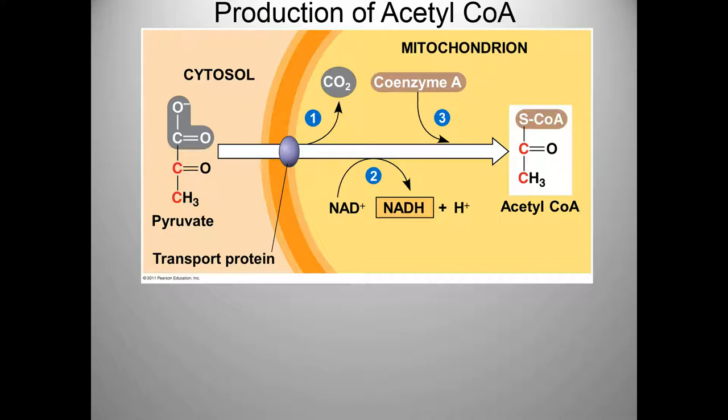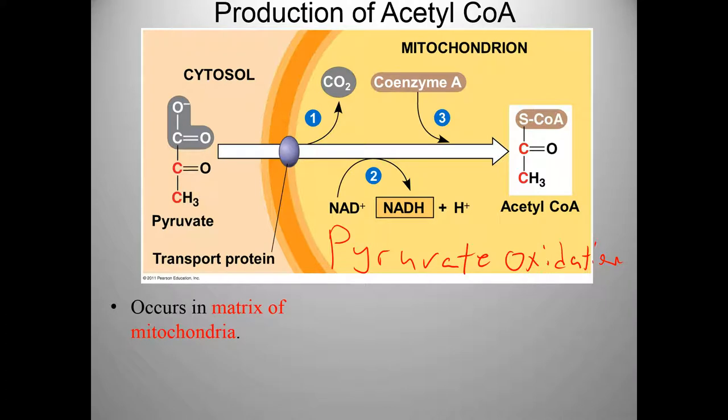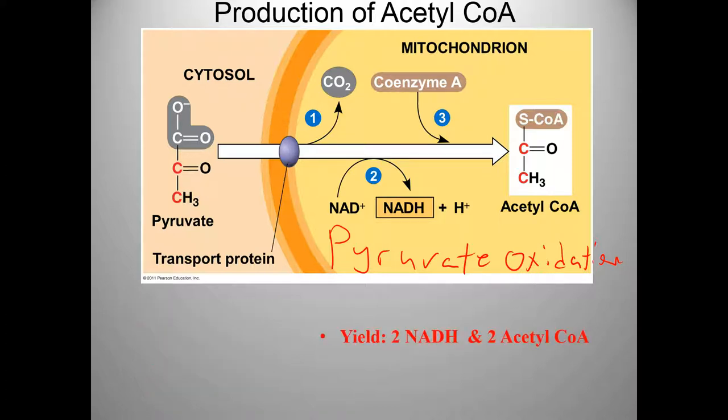All right, so here we're going to look at pyruvate oxidation. In this case, this process occurs in the matrix of the mitochondria under aerobic conditions only. So, what's going on in this process?